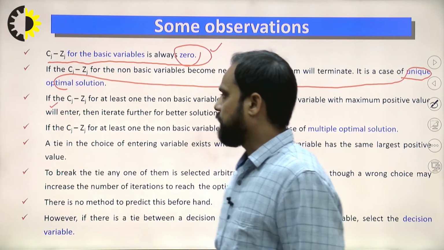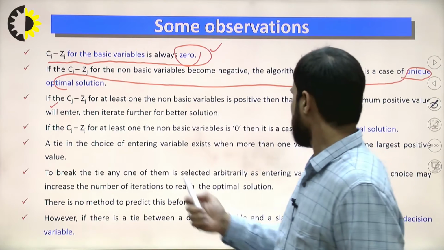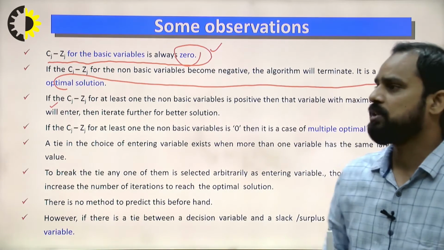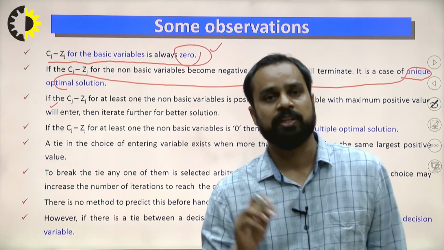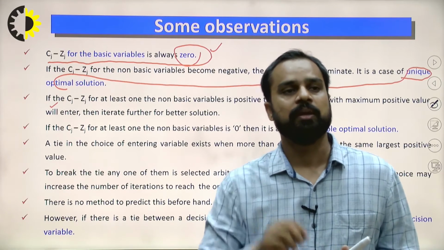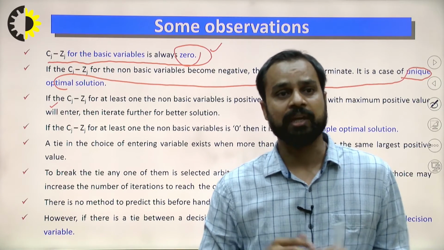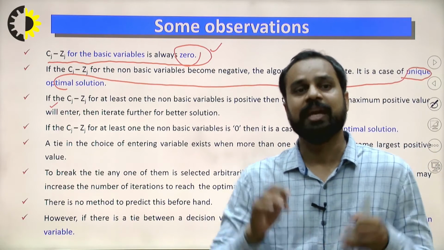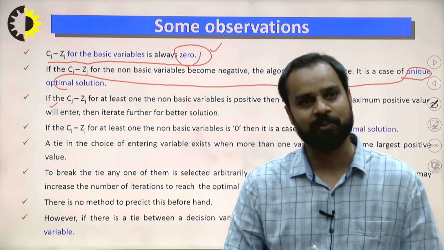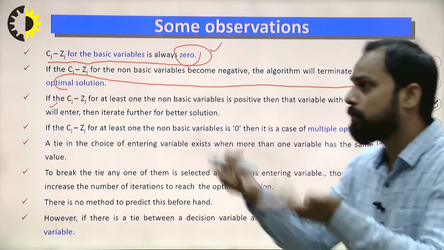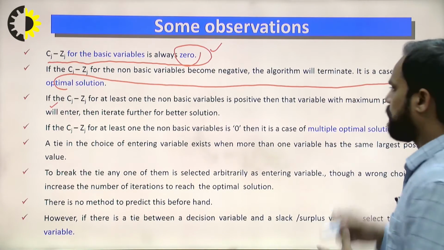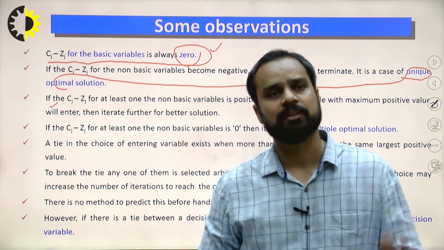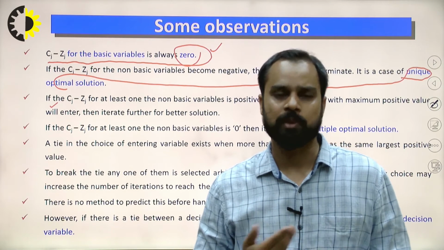Another point we can see is if Cj minus Zj for at least one of the non-basic variables is 0. Keep in mind, this point is very important. If Cj minus Zj for at least one of the non-basic variables is 0, then it is the case of multiple optimal solutions. What is the meaning of that point? I will show you in the next slides. I will discuss the multiple optimal problem.